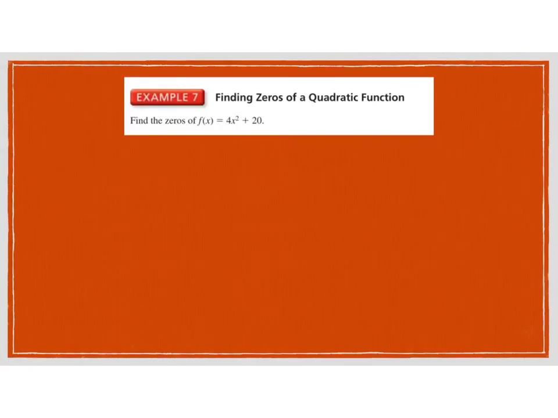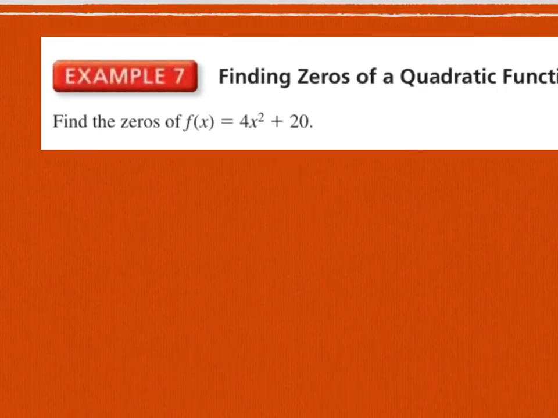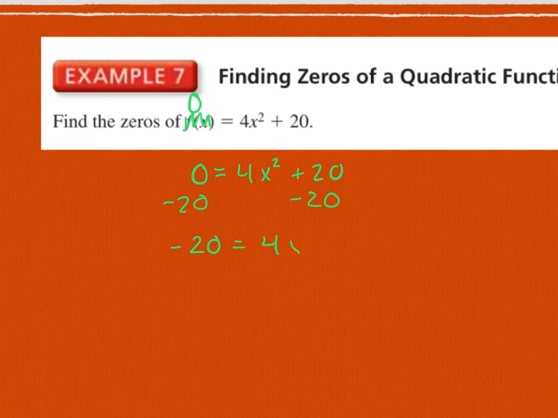For number 7, example 7, we're doing the same thing. It says we're finding the zeros of the quadratic function. So when we're finding the zeros, we change f of x to be 0. So this is 0 is equal to 4x squared plus 20. We need to get our x all by itself, so we are going to subtract 20 from both sides. So negative 20 is equal to 4x squared. Divide both sides by 4. So negative 5 is equal to x squared.